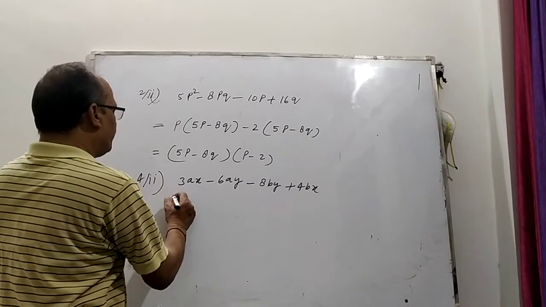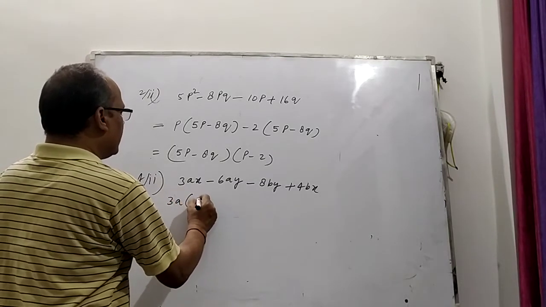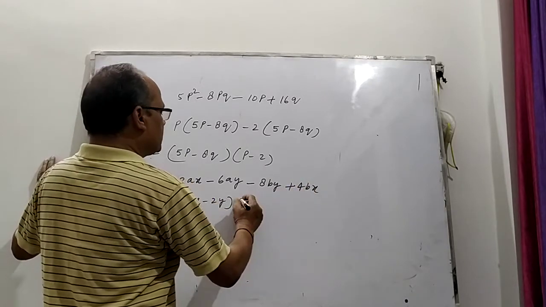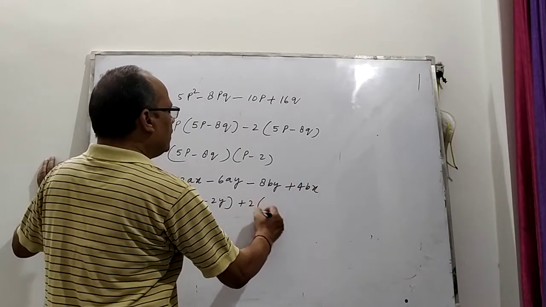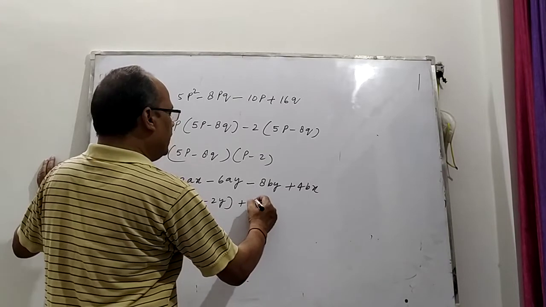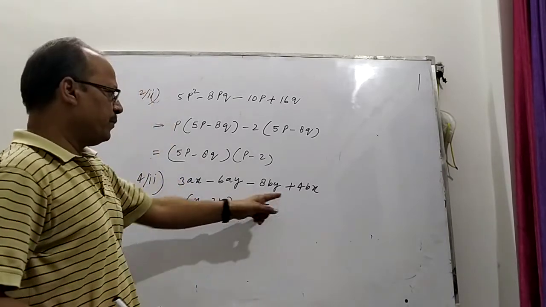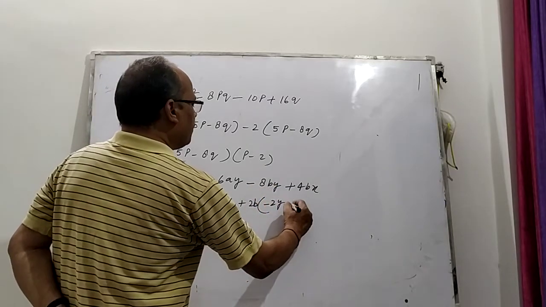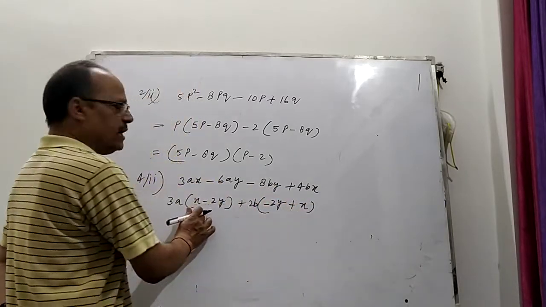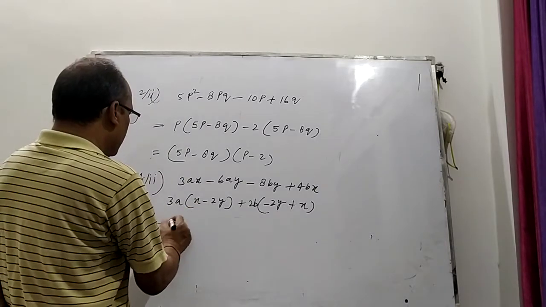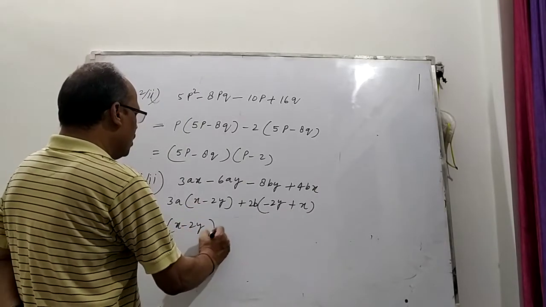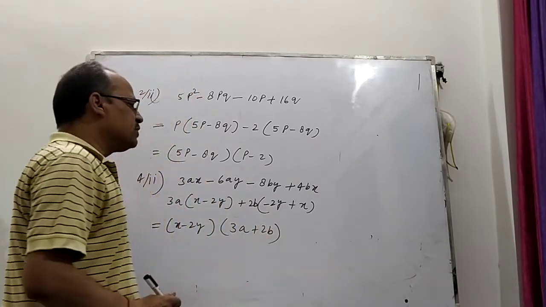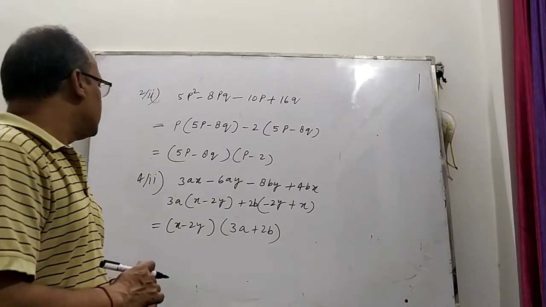You take the common 3a, x minus 2y. Here 2 is common, so minus 2b is common: here minus 2y, and here plus x. The x minus 2y in both are the same. So x minus 2y, and this will be 3a plus 2b. So in this way you will try to solve the questions.